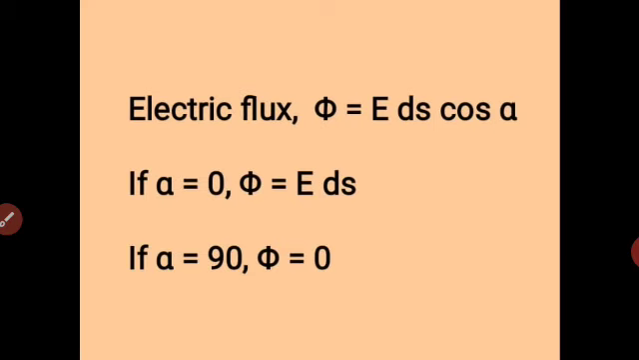On the other hand, if alpha is equal to 90, that is, the electric field vector and area vector are perpendicular to each other, then the value of angle alpha becomes 90, and since cos 90 is 0, therefore we have phi equal to 0. This implies that no flux crosses the area when alpha is equal to 90 degrees.